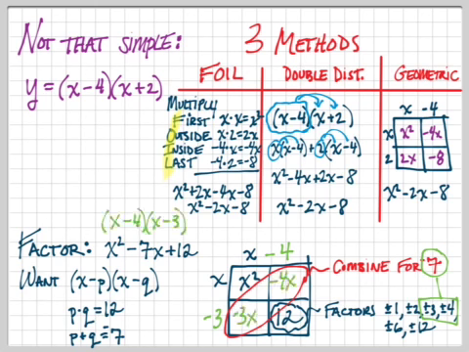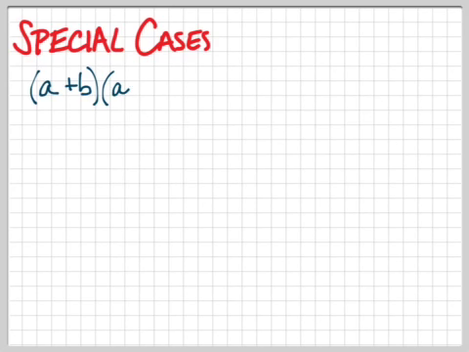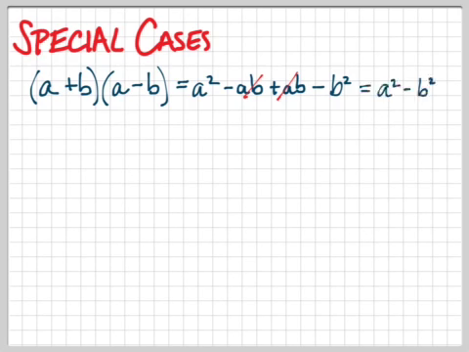So there is our intercept form. We have a couple of special cases. If I was to expand a plus b times a minus b, I get a squared minus ab plus ab minus b squared. And so I'm left with a squared minus b squared. That is a difference of perfect squares. That one you will see a lot.